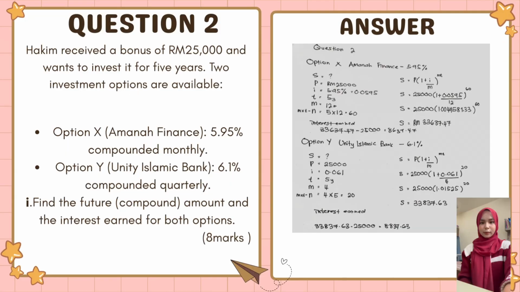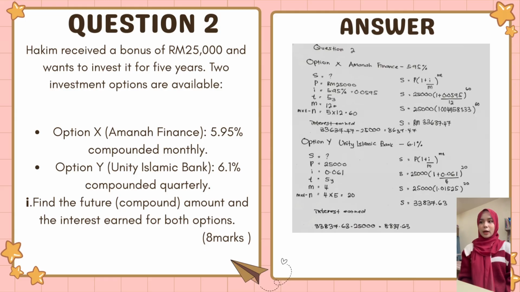That's all. Thank you. For question 2, I'm comparing two investment options, which are option X and option Y. Both offer different interest rates and compounding periods. My objective is to find which option provides a higher future value after 5 years. Option X, offered by Amanah Finance, with an annual interest rate of 5.95% compounded monthly.